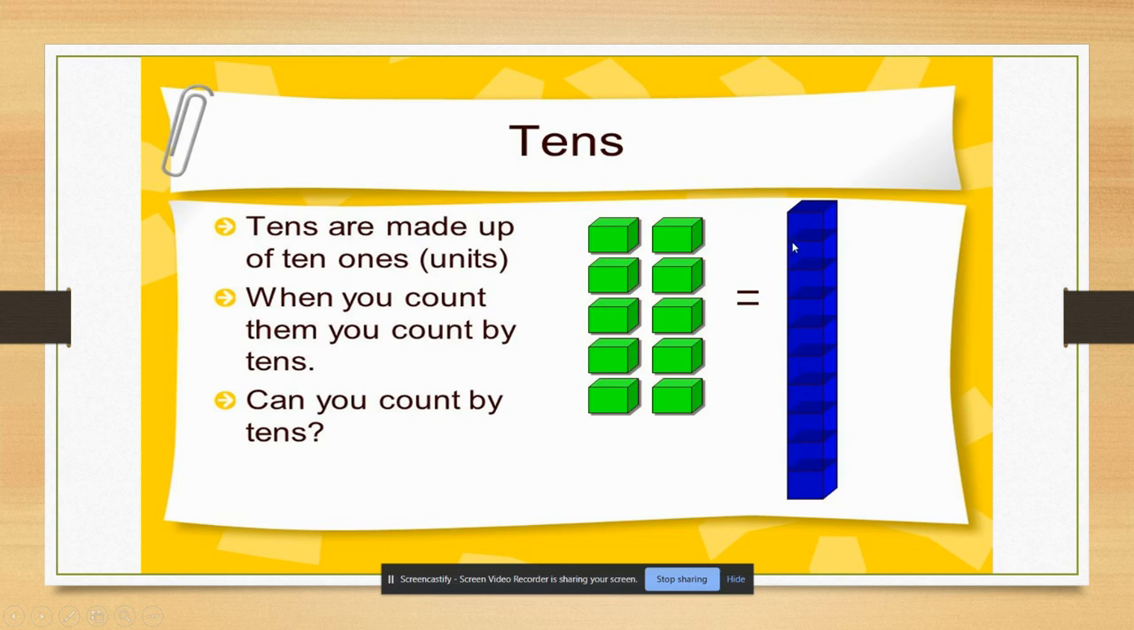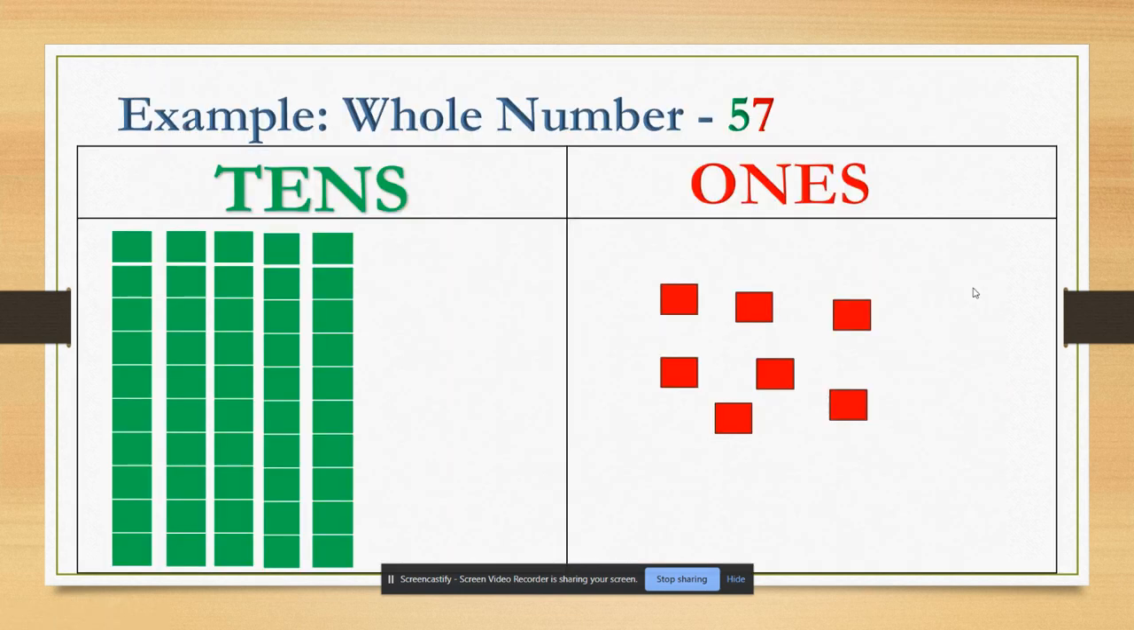So let's count together. Let's count from 10 to 50. Let's imagine that we have 5 of these bundles of 10 here. Let's count them. 10, 20, 30, 40, 50. Good job. Okay, let's look at more of an example right here. For this example, we're going to look at the whole number 57. But first let's look at the place values.